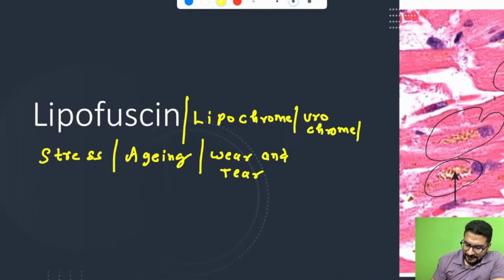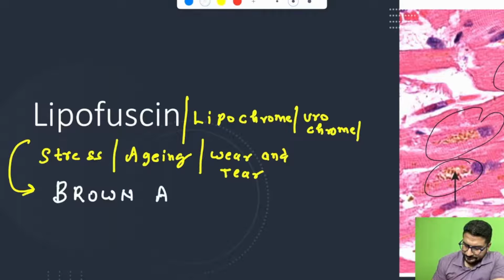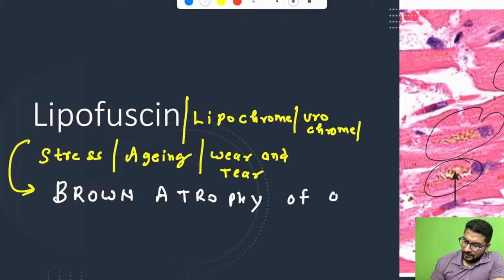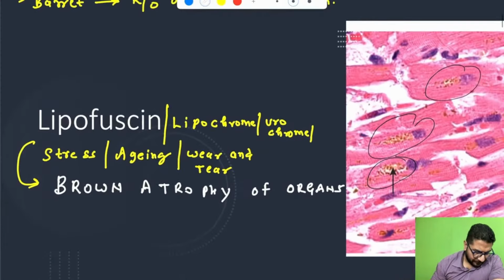So understand this thing. The role of this pigment is that it slowly accumulates, and it will cause a brown discoloration or brown atrophy of the organ. So they ask you about brown atrophy. Brown atrophy of the heart, brown atrophy of the lung, brown atrophy of different organs, you will see with lipofuscin. So this is about lipofuscin, right?